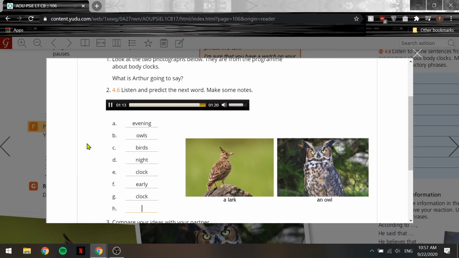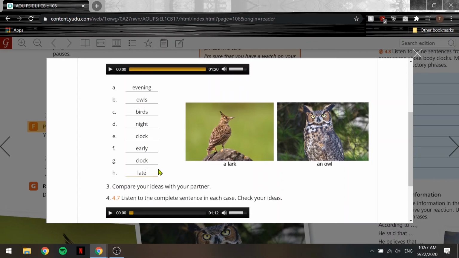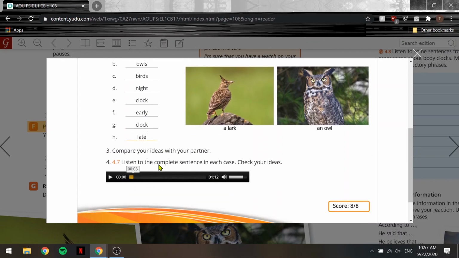H. They like to do things... I'll say late. Okay, so evening, owls, birds, night, clock, early, clock, and late. Now let's listen to the audio recording again, but this time it'll be completed, so we'll check our answers here. Track 4.7.